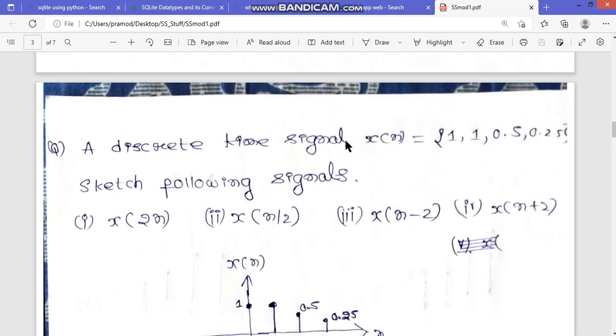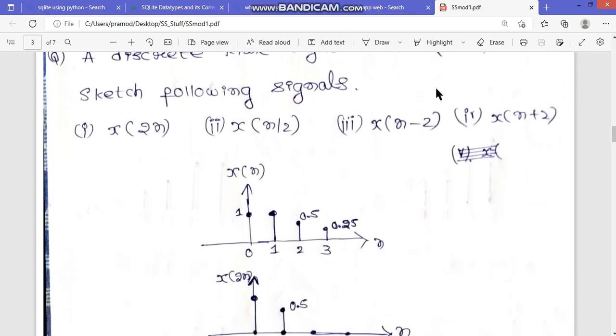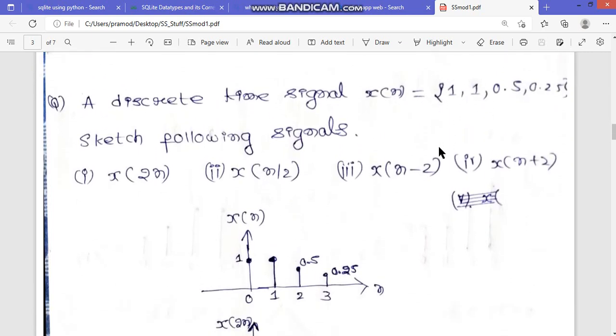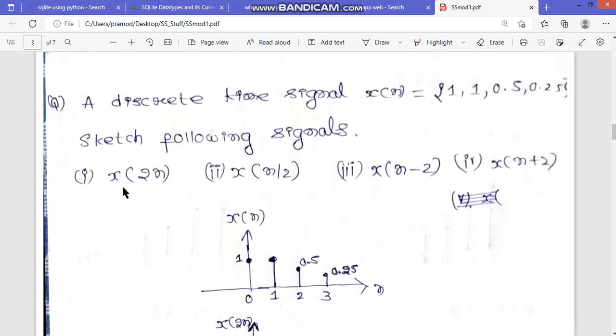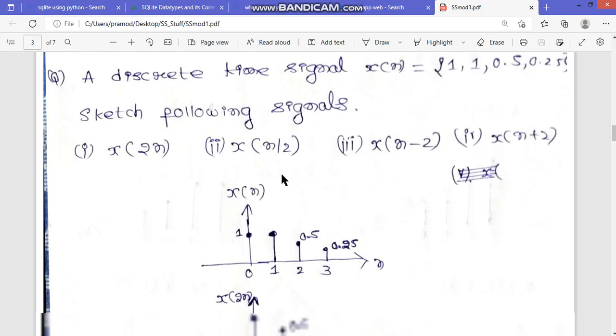You should know how to sketch at least these things. These are basic things, so you should not go wrong here. I have plotted this signal. When n is 0, 1 is the amplitude. When n is 1, 1 is the amplitude again. When n is 2, 0.5, and when n is 3, 0.25 is my amplitude value. Now they have asked us to find x of 2n, x of n by 2, x of n minus 2, x of n plus 2.